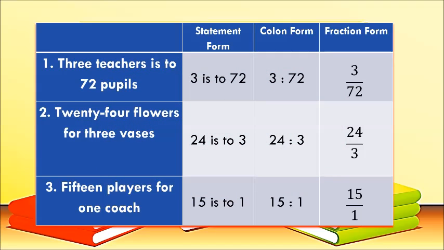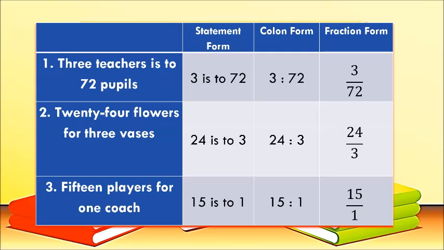So I have three examples in here. Number one, we are going to compare 3 teachers is to 72 pupils. So statement form, I repeat, it has the statement "is to." Teachers comes first, so the first number is 3, to be followed by 72 pupils, that is 72. Column form, of course, there is a colon in between 3 and 72.